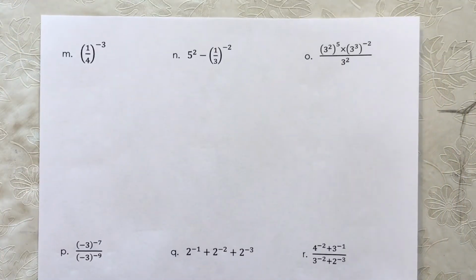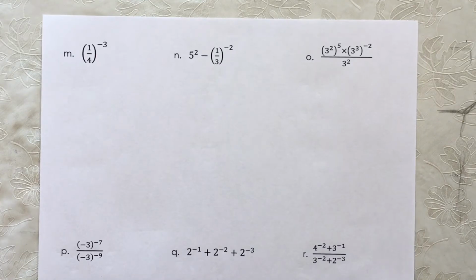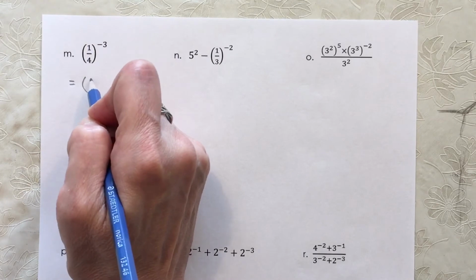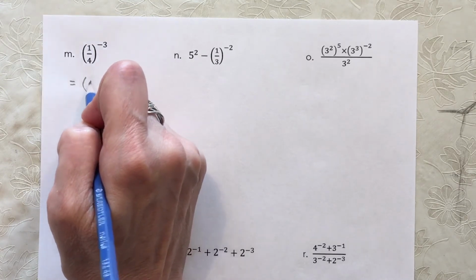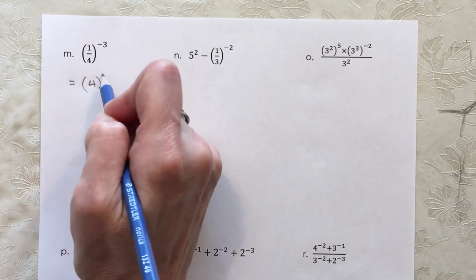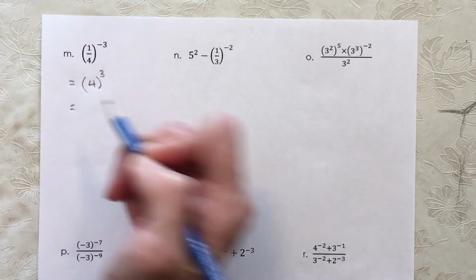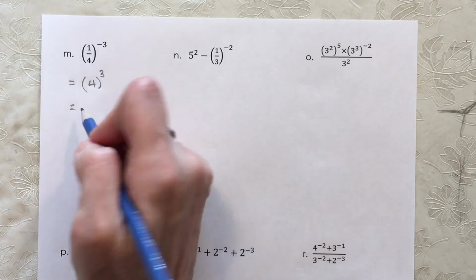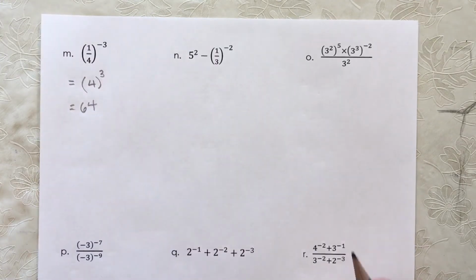M, 1/4 to the negative 3, so we have a fraction to a negative exponent, so we're going to flip our fraction. 1/4 flipped is just 4, because you don't need 4 over 1, because 4 over 1 is 4, and 4 cubed is 64.